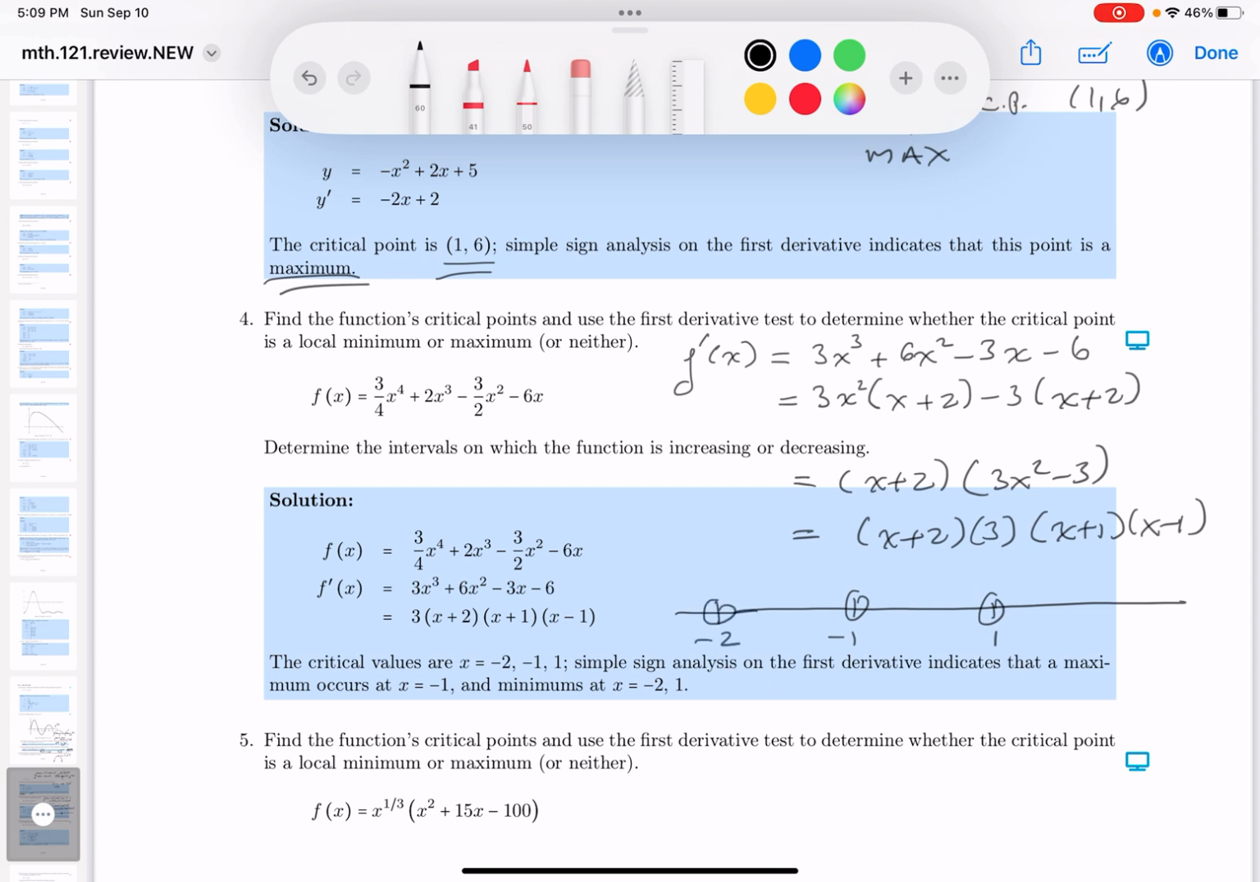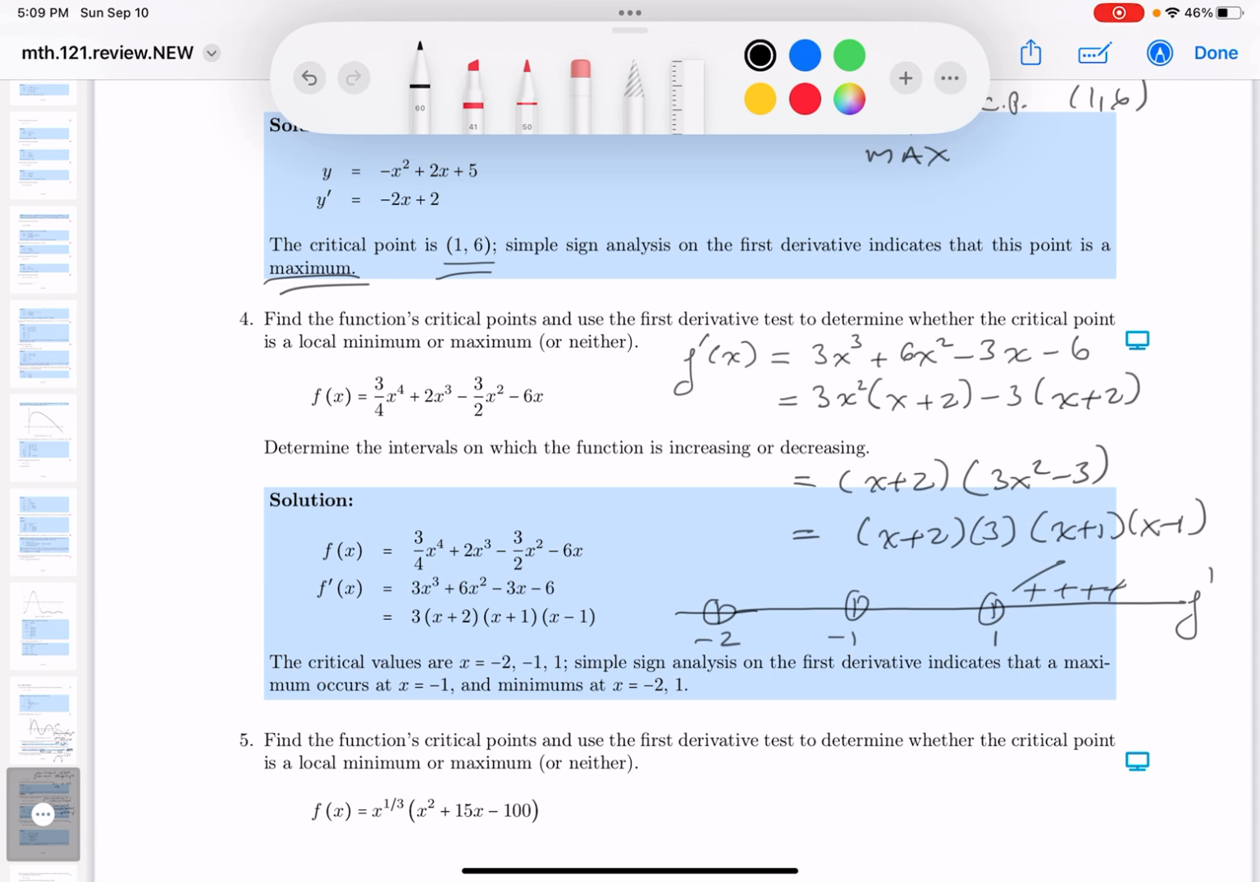I'm going to test it out. And this is the derivative for testing out. I got 3 critical values, 1, minus 1, and minus 2. And let's check it out. So after 1, I'd pick, I don't know, 2, plug it in. You're going to get positive, which means the original function, f, is increasing.